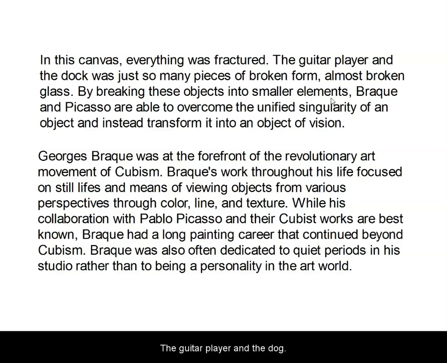The guitar player and the dock was just so many pieces of broken form. So yes, I was right. The Portuguese is a Portuguese guitar player sitting on a dock. Okay? It's almost broken glass, like I just said. By breaking these objects into smaller elements, Braque and Picasso are able to overcome the unified singularity of an object. It's not just one object that you're painting, one person sitting on one dock. It's breaking this person up into multiple small elements. So you're transforming it into an object of vision.